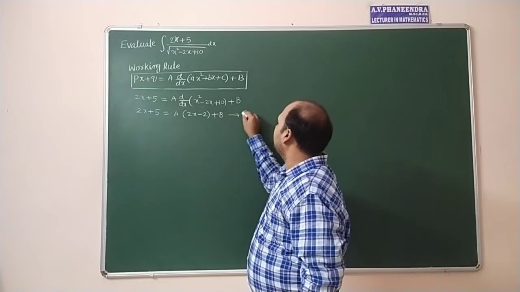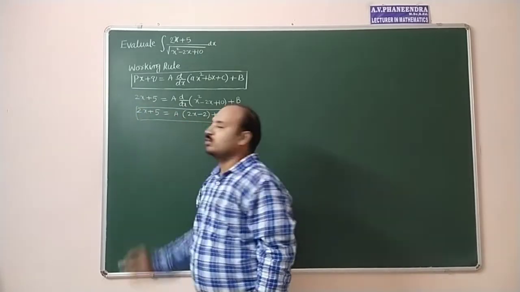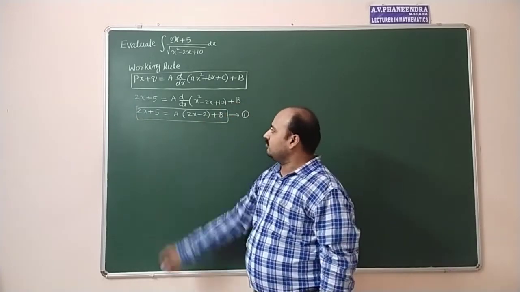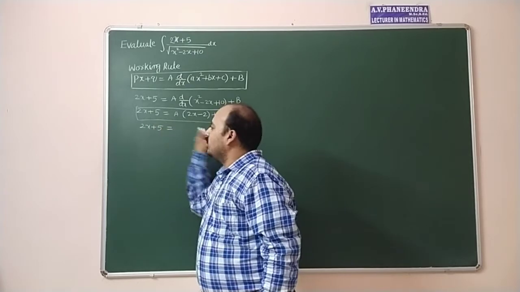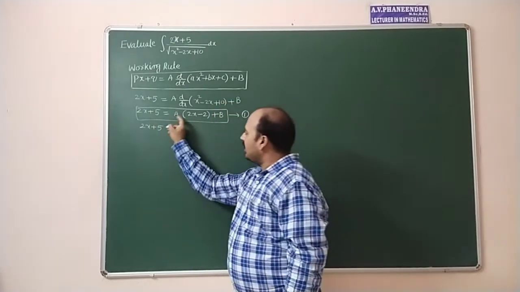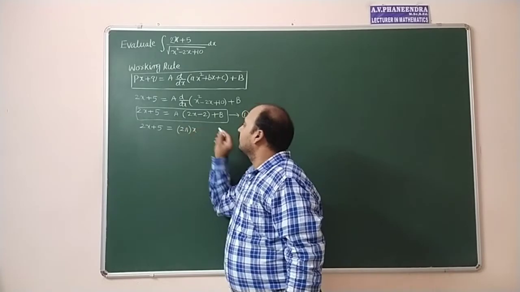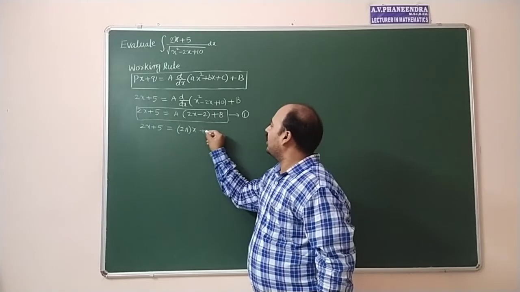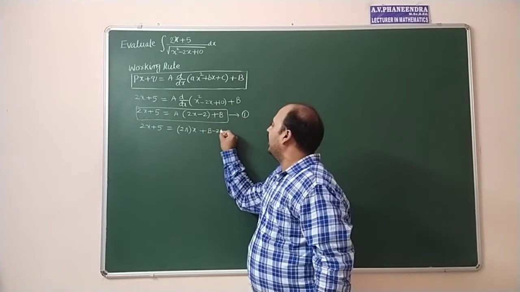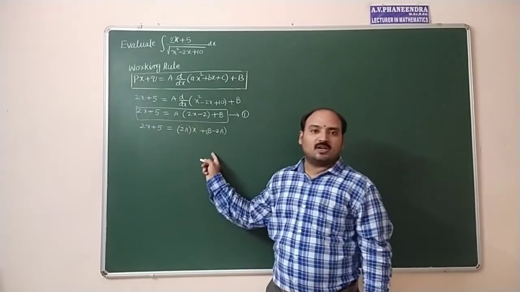You put it as equation number 1, in a box. This is the value of px plus q. After that, 2x plus 5 is equal to, actual multiplication you have to do: 2a into x minus 2 into a, minus 2a plus b. First you have to write positive 1, b minus 2a. Now comparing like coefficients on both sides.